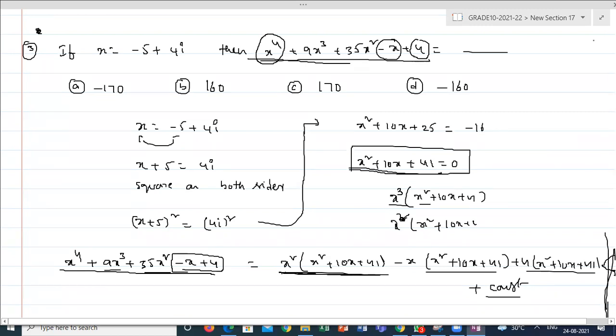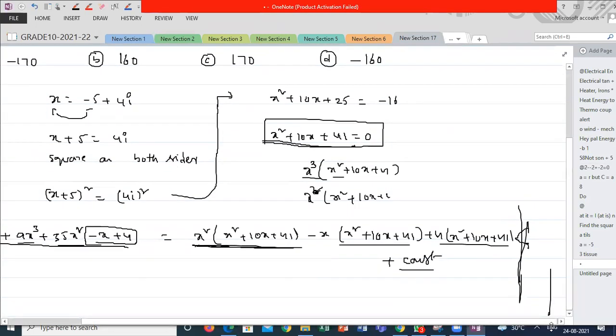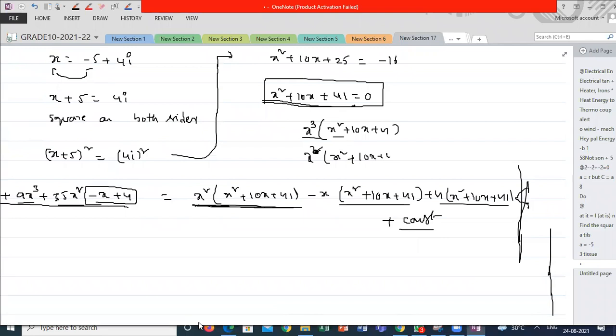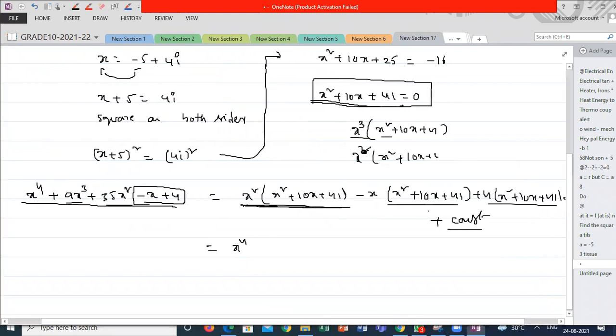What is the missing value I have to calculate here? That is my job here, nothing. If I'm able to find the missing value, then my job is done. This will be x power 4. So what value is required to equate this one? Students, got it what I'm saying?